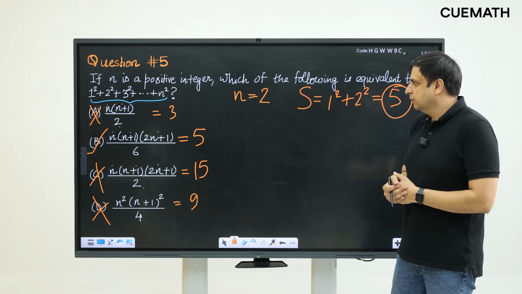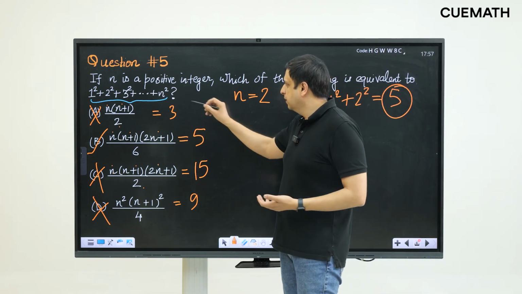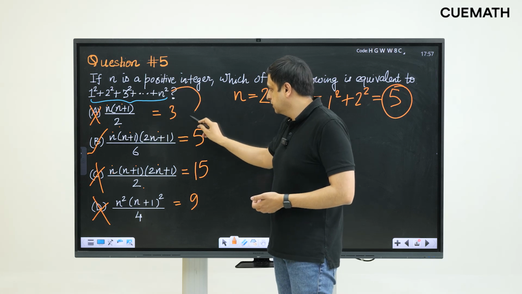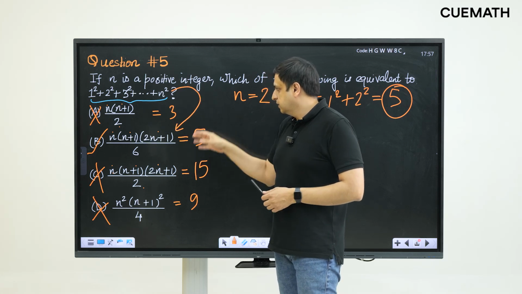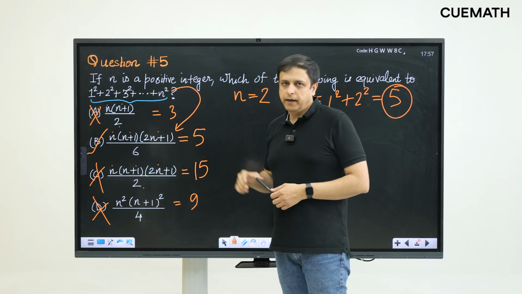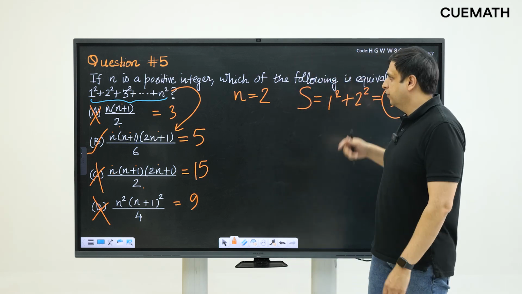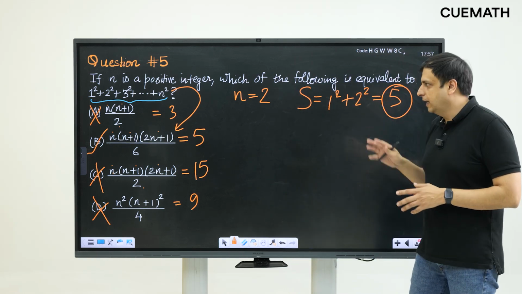Now, this particular question, once again, if you happen to remember the formula for the sum of the first n squares, then this is very easy to pick right away, but you may not remember it, and therefore making your own substitution helps here as well.